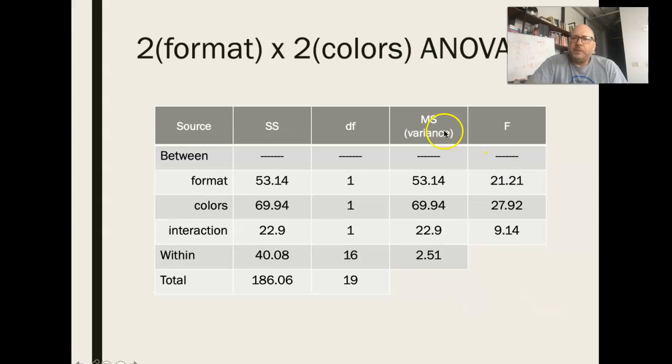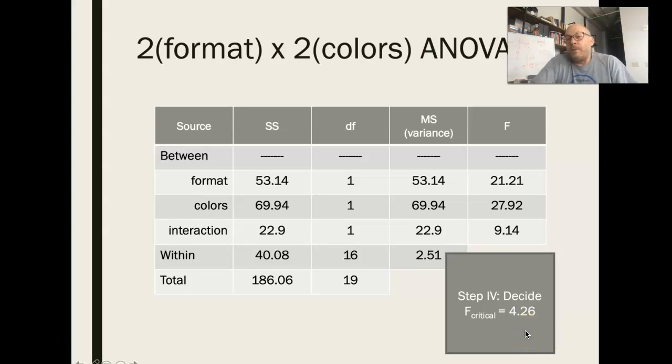So we analyze variance 3 different ways. Step 4, we need to make our decision. I went back a couple slides and reminded myself in step 2 that the critical value is 4.26, and in our study it's going to be the same all 3 times. So make that decision. Is F of 21.21 greater than the critical value? I think it is. Check for colors. 27.92 is greater than the critical value. And for the interaction, 9.14. All 3 of our tests wind up being statistically significant.